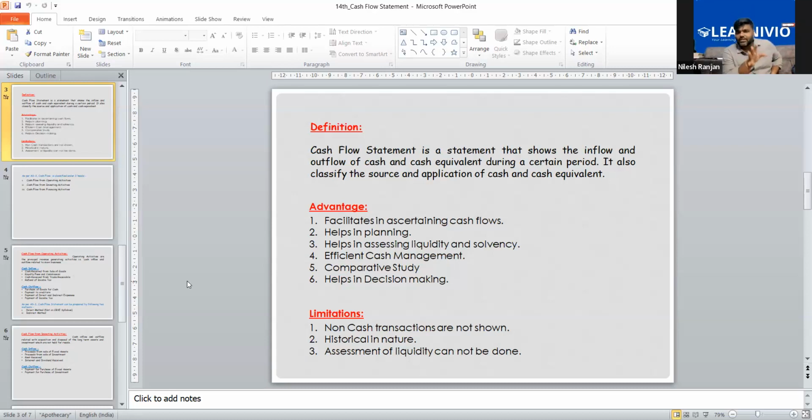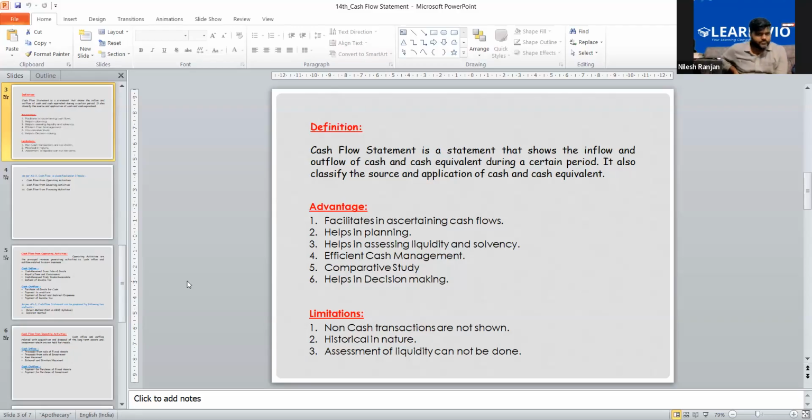But cash flow is not a single item. It is obviously related to the financial statement. So along with the financial statement, if you study the cash flow, it will help you in assessment of liquidity and solvency also. But if you read it separately, obviously it will not help in assessment of liquidity. So this is one more limitation. Please write it down: advantages and limitations.